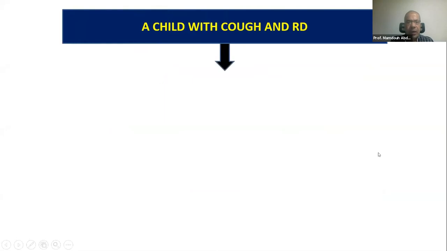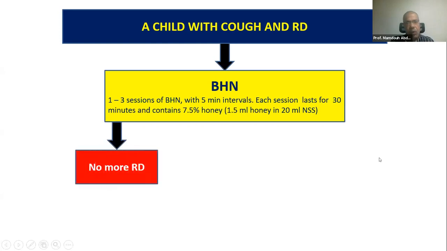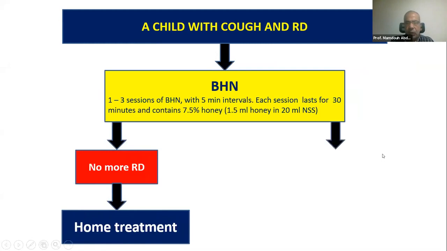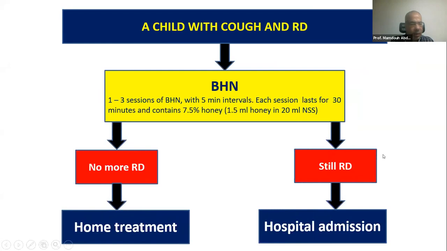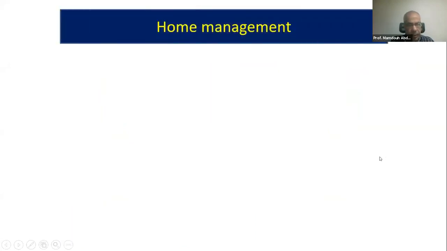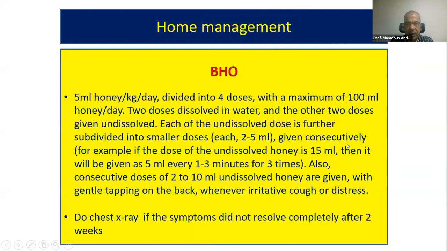For a child with cough and respiratory distress, we start PHN, 1 to 3 sessions consecutively with a 5 minute interval, with 7.5% honey concentration. We can use more or less concentration. If the respiratory distress is relieved, then we continue home treatment. If there is still respiratory distress, we consider hospital admission. The home management, we spoke about it. We give 5 ml honey per day. If the cough persists more than 2 weeks, we do an X-ray.